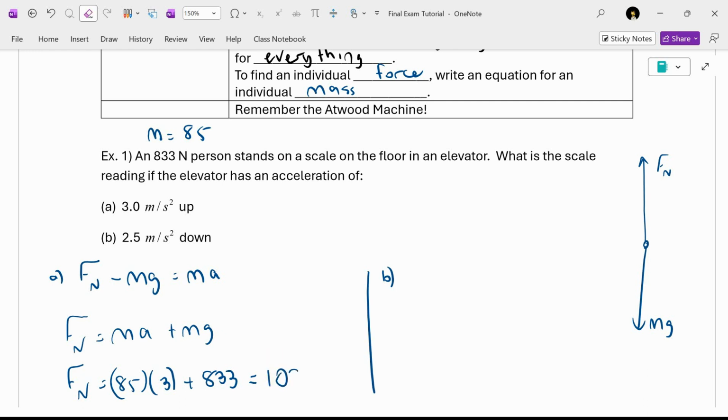1,088? If that's newtons. What if I wanted that in kilograms? What is it? So even though their mass is 85 kilograms, they feel like their mass is 111 kilograms. They feel heavier. Okay, good.